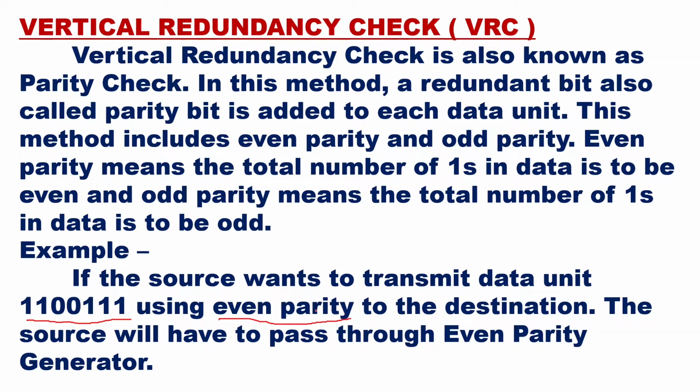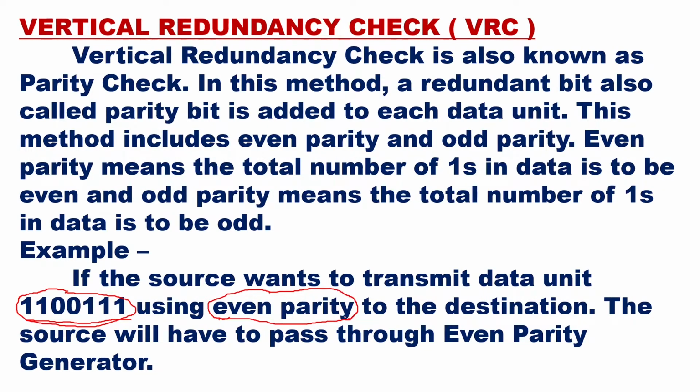The source will have to pass through an even parity generator. Here what we are saying is we are going to send data. This will be our data, 11001111, and we are going to follow the even parity method, that is, the even parity scheme here. So even parity will be followed here.